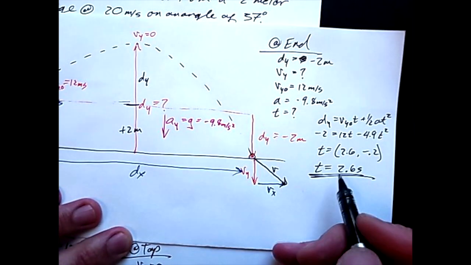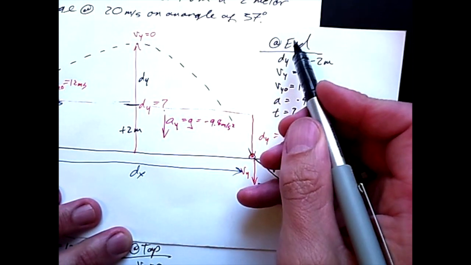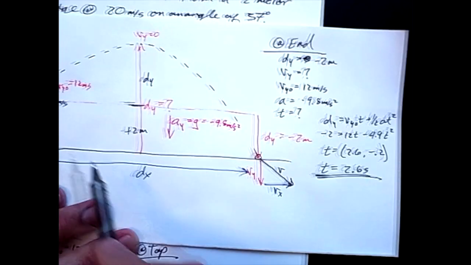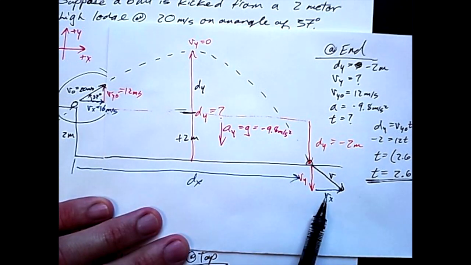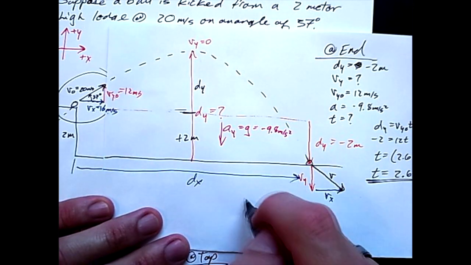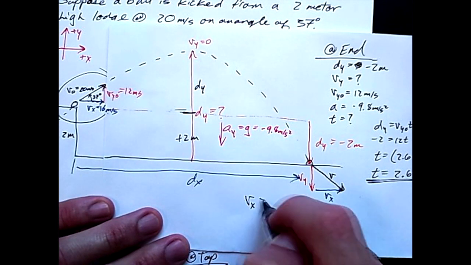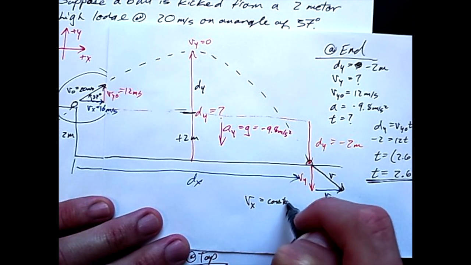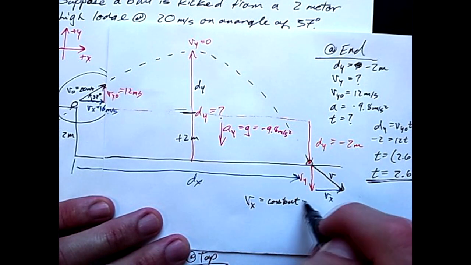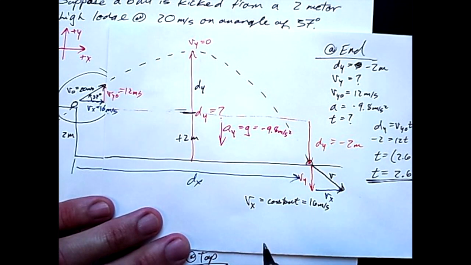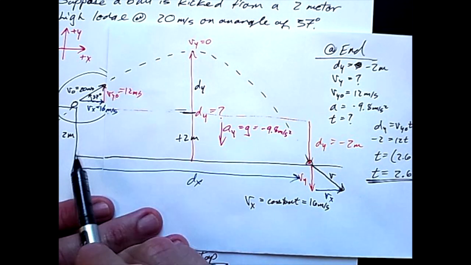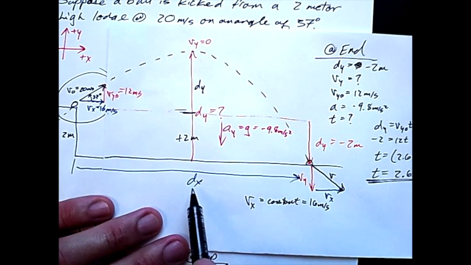Once we have that, we also know that at the end, the velocity in the horizontal direction, Vx, has remained 16 the whole time. So Vx is traveling at a constant velocity. Vx is equal to a constant of 16 meters per second. And so the third question, about how far it lands from the base of the cliff, is simply a question of dx.